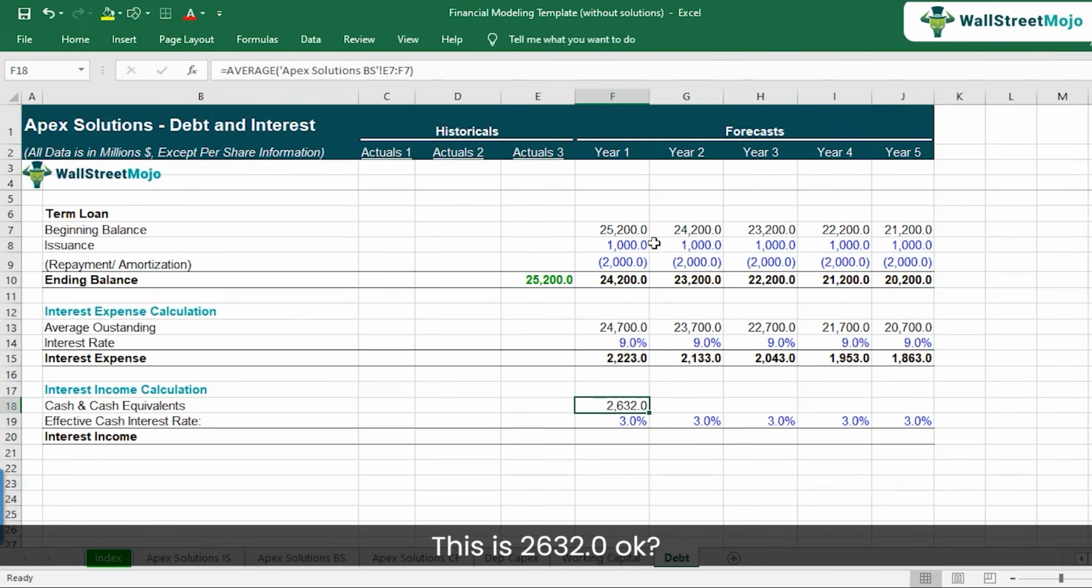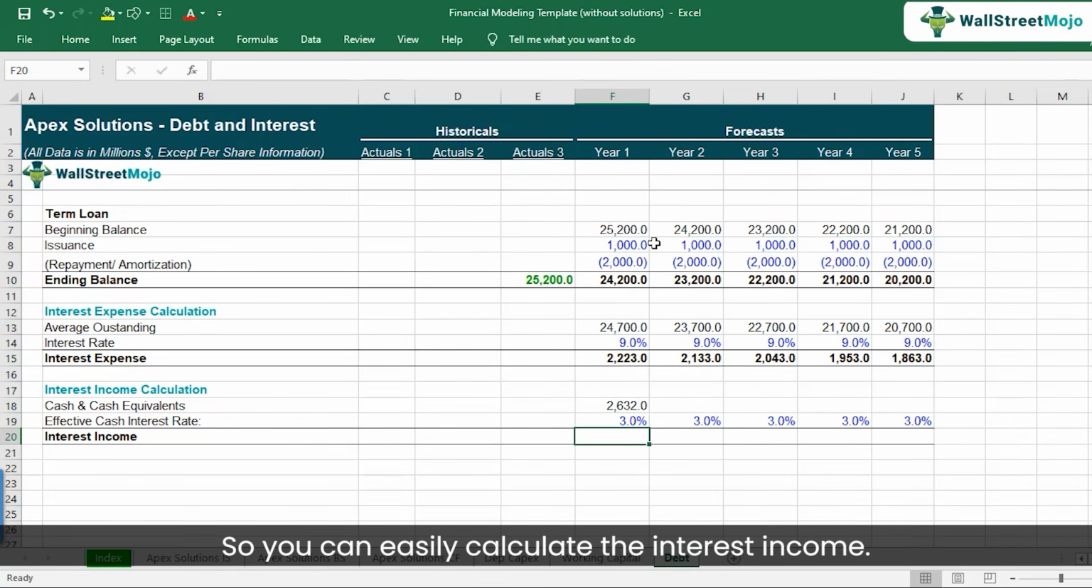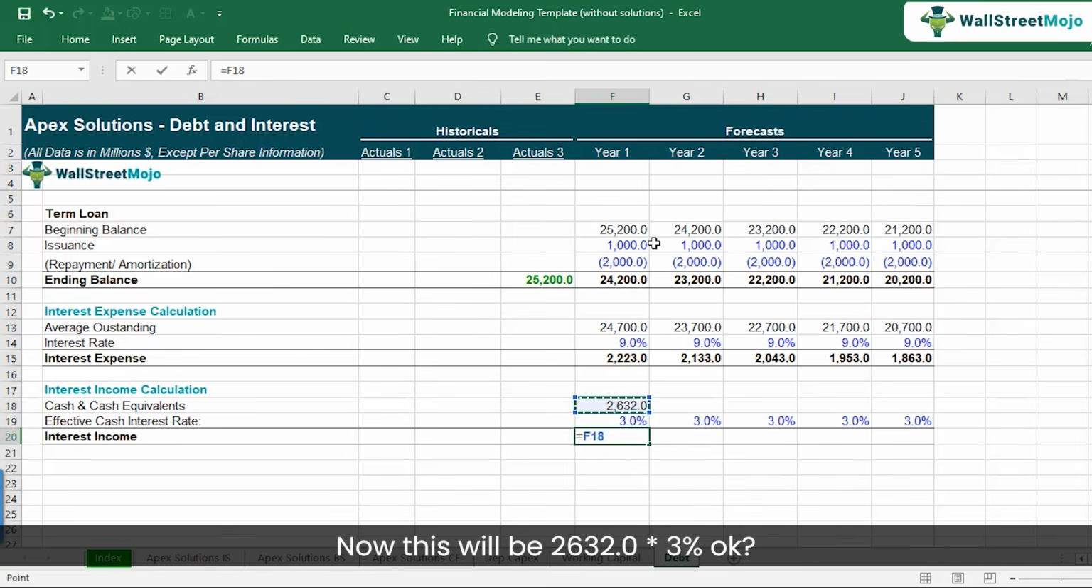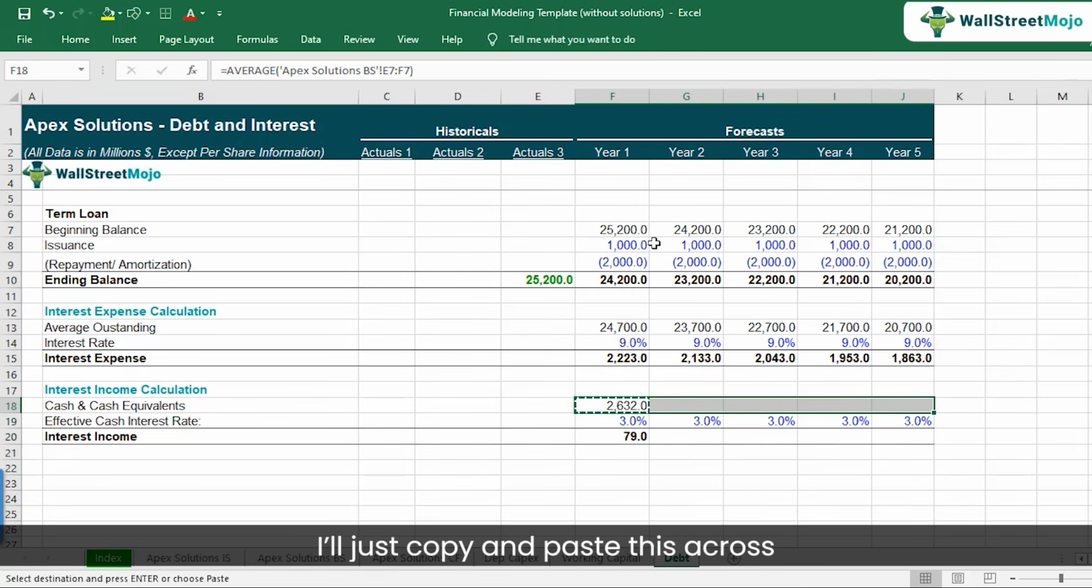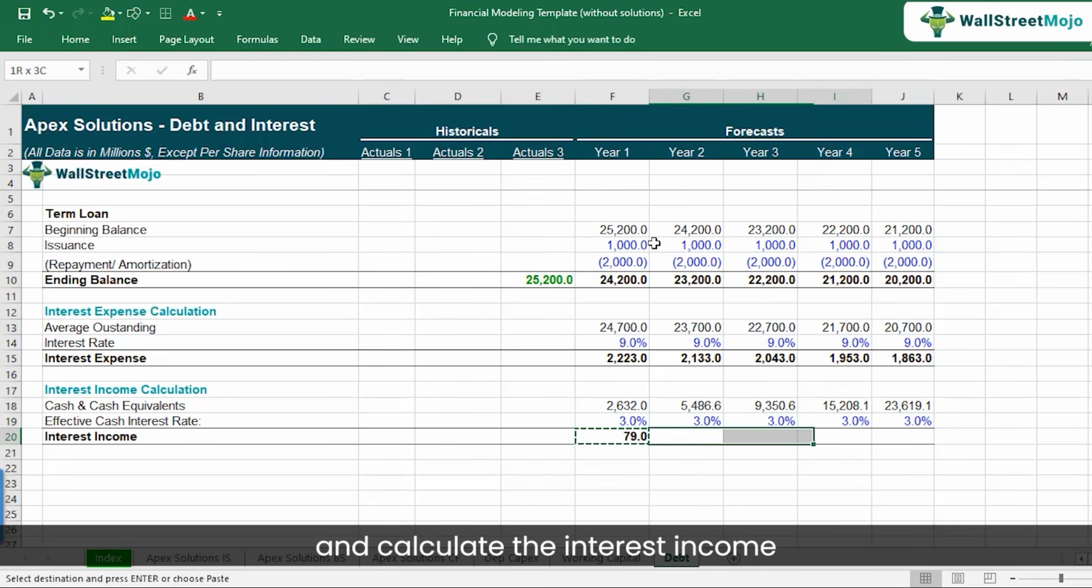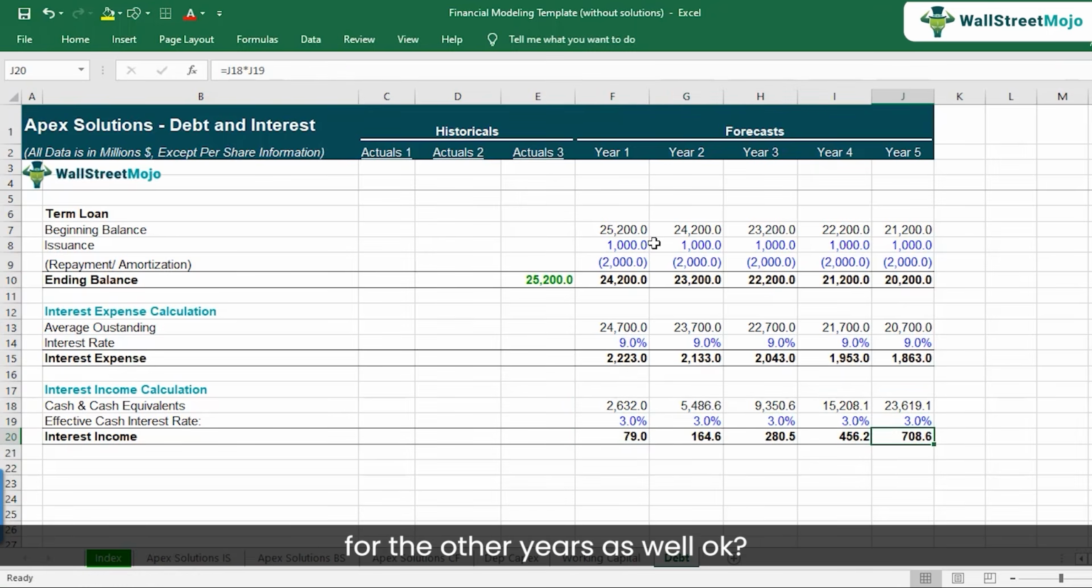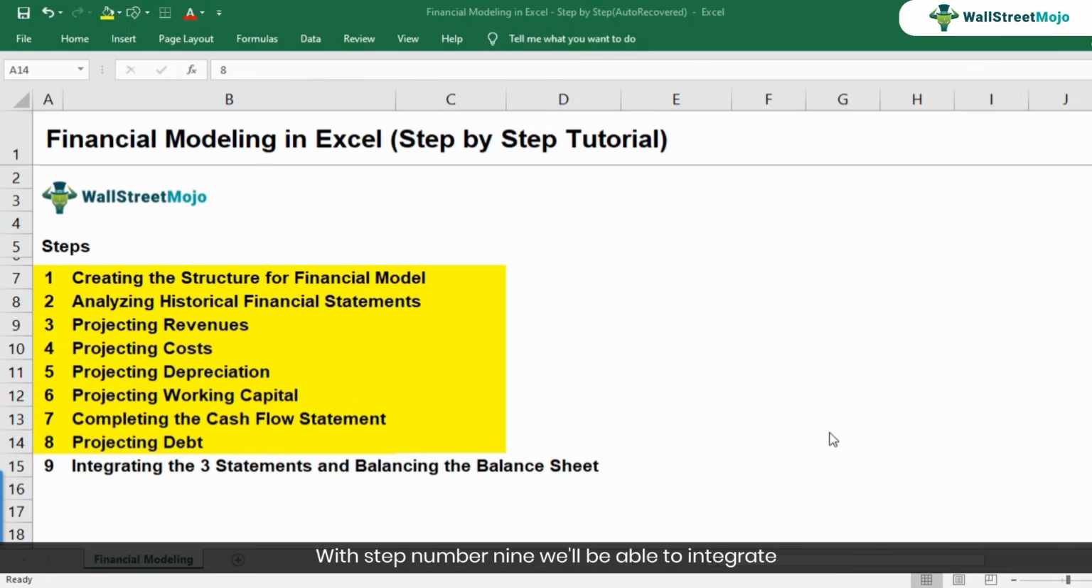So what do we get? This number is 2632.0. Okay, so you can easily calculate the interest income now. This will be 2632.0 multiplied by 3%. Okay, so we get this interest income as 79. I'll just copy and paste this across for the other years and calculate the interest income for the other years as well. Okay, so with this, we have actually completed the full debt schedule. With step number 9, we'll be able to integrate everything, and our three statement financial model should work perfectly fine, right? So that's the objective, and let's get started here.